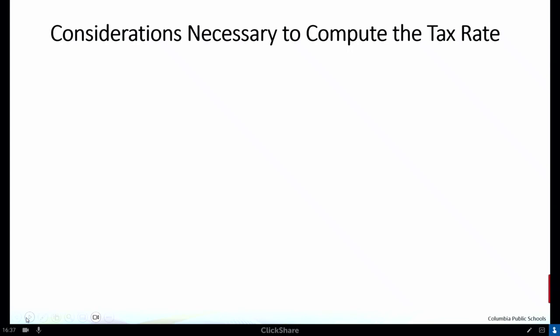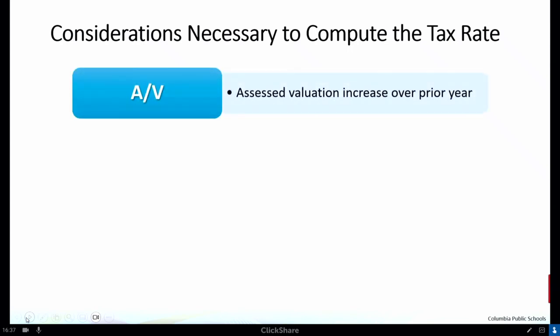So there are several considerations that we have to take into consideration when computing the tax rate. So the number one is our assessed valuation. And so we get our preliminary assessed valuation from the county at the end of July. And so we look at what our assessed valuation was last year and the increase or decrease between the two years, as we'll see on a future slide.